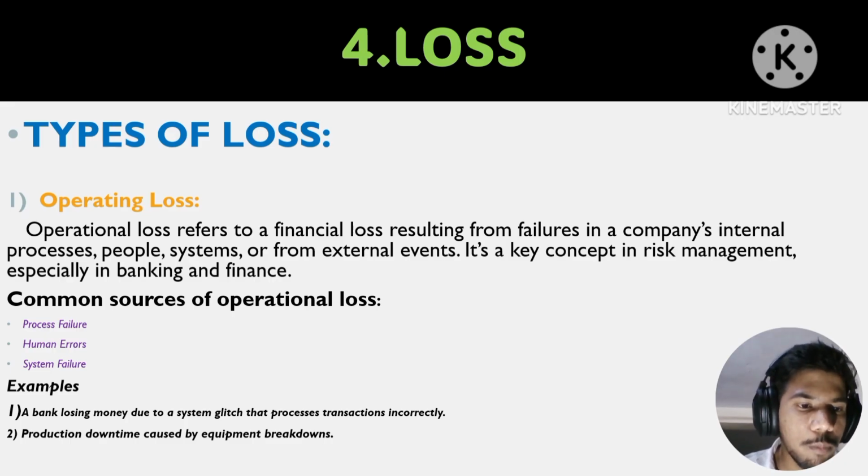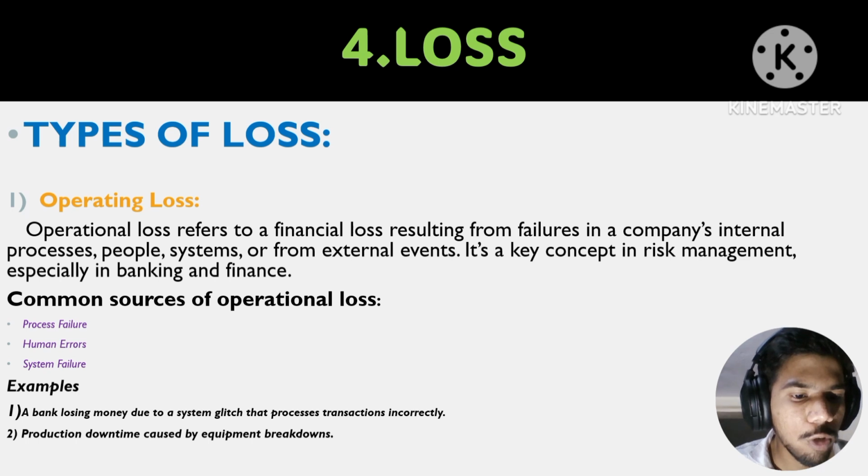So here we have two examples of operational losses. First is a bank loses money due to a system glitch that processes transactions incorrectly. And the second example is production downtime caused by equipment breakdowns.